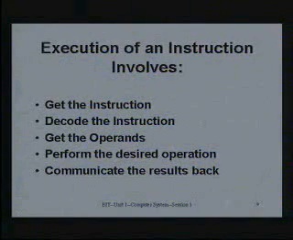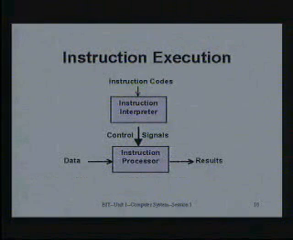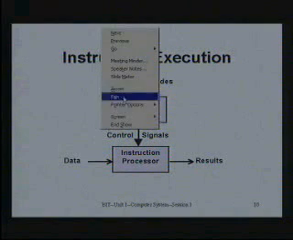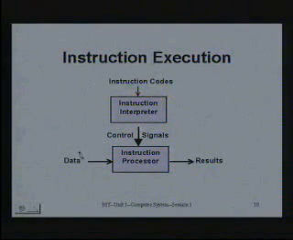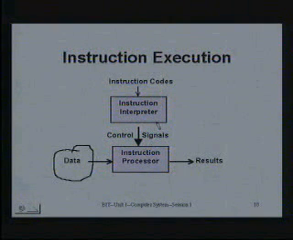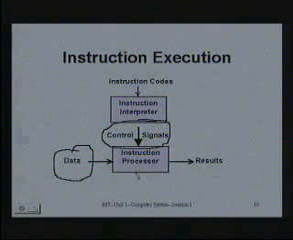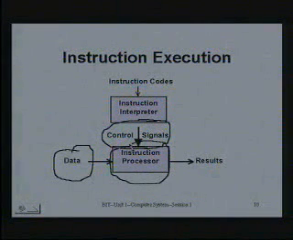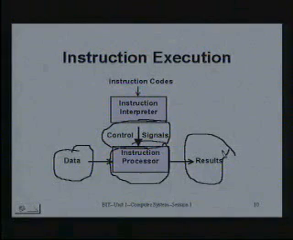That instruction processor will take data from the computer. As we have said, the third step of our program execution was to get the operands, and that is what this data is indicating here. The data will come in, the control signals will be supplied by the instruction interpreter, and the instruction processor will perform the operation specified by the control signals on that data. Once the operation is performed, the results will be generated and communicated to us. So this is the rudimentary, basic design of any computer system.